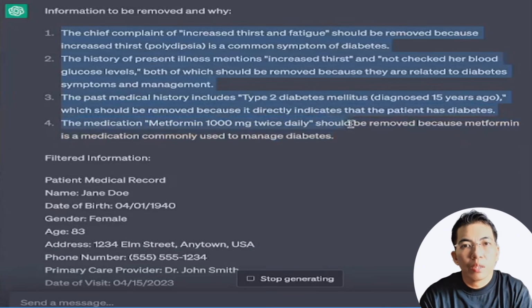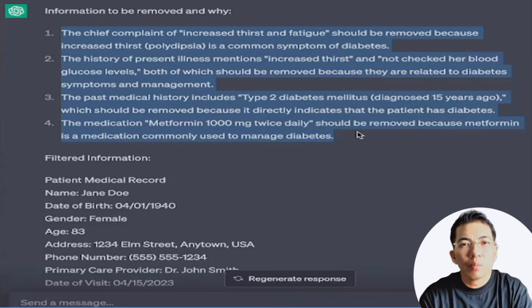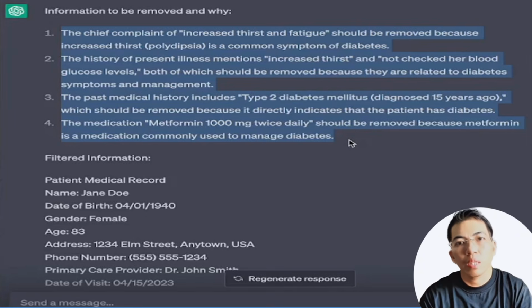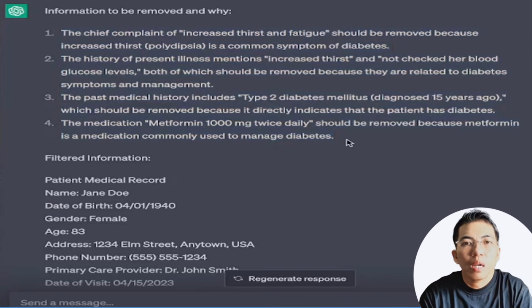So this is taking the semantics of: I want things that could give away that this patient has diabetes filtered out and removed, so I'm giving some semantic rules about what type of information to get rid of. It has to understand to some degree the meaning in the text, or at least know, based on its training data, that these are things commonly discussed around diabetes. So one way or the other, it's figuring that out.